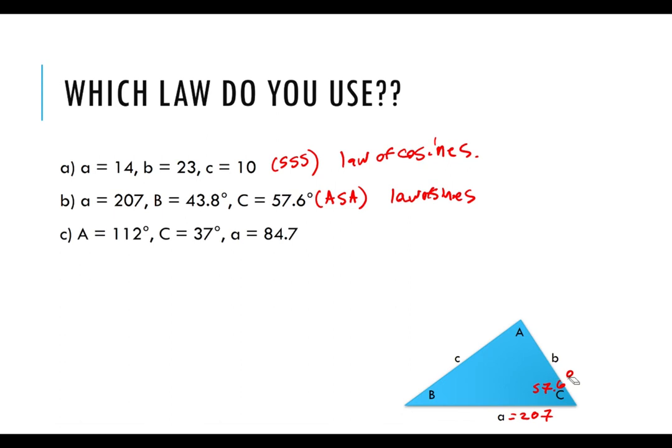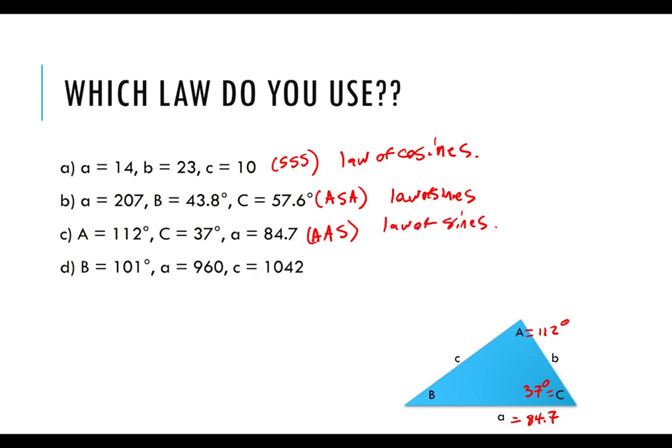Alright, next one. Let's say that we have angle A is equal to 112 degrees. Angle C is equal to 37 degrees. And side length A is equal to 84.7. Well, recognize that we have an angle-angle-side triangle. That's going to be solved by which one? Law of sines.